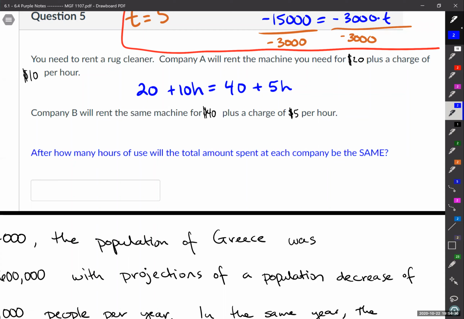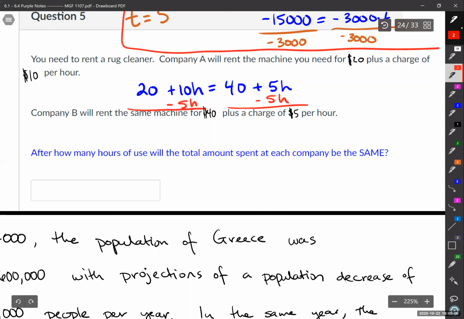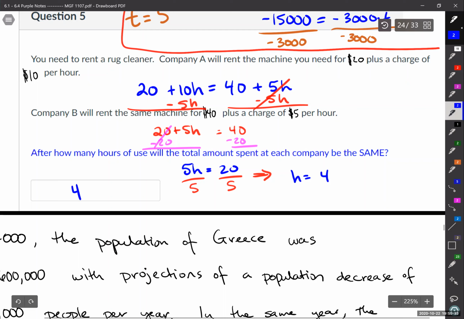Since we're wanting to know where they're equal, we could just immediately start solving this to get h by itself. I'll give everybody a minute to do that. Now here we have variables on each side of the equal sign, so we want to move variables to one side, numbers to the other. I'm going to subtract 5h from both sides. Move the numbers to one side, so subtract 20. Five times h equals 20, so we can divide both sides by 5. And we get h is just equal to 4. So after 4 hours, they are the same price.